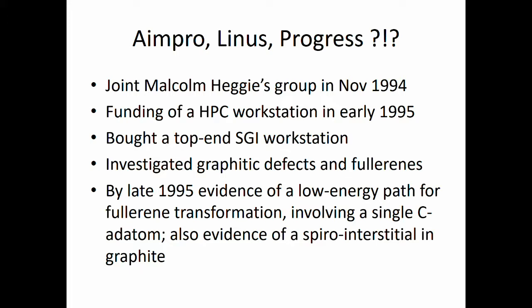And Malcolm just fortuitously also had money, so we pooled the money together and bought what was at that point really the top of the range Silicon Graphics kind of workstation, which we called Linus. And this had a power of about 300 megaflops.